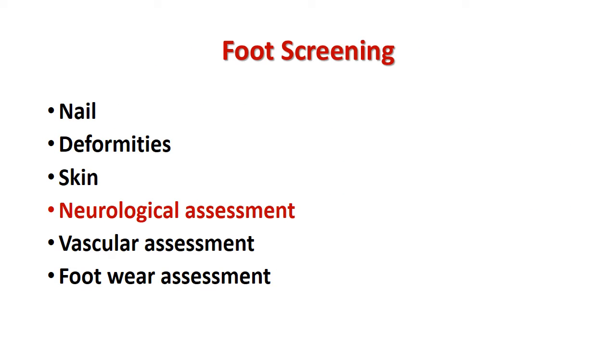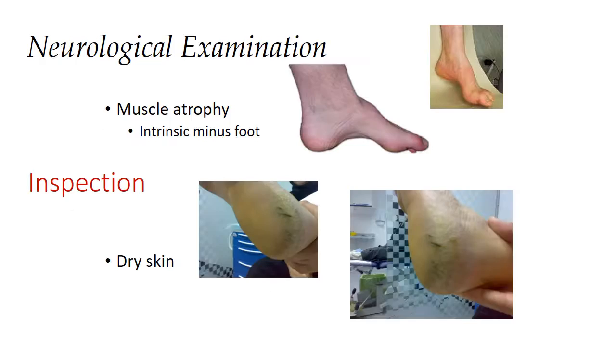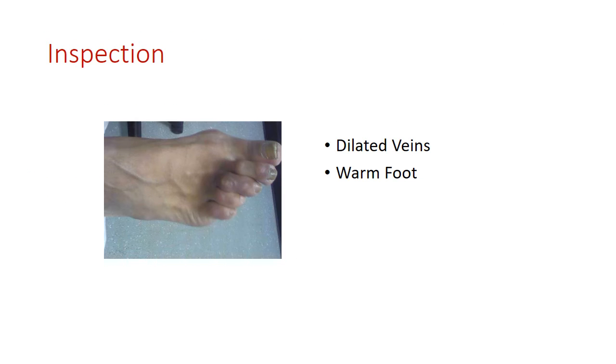The next item in examining the foot is the neurological assessment. It is like the neurological assessment as a whole, but here we add some points. For inspection in a neurological assessment, as we said, we look for muscle atrophy, motor neuropathy. We look at the skin for autonomic. We look for dilated veins with a little bit warm foot. This is one of the manifestations of autonomic neuropathy.